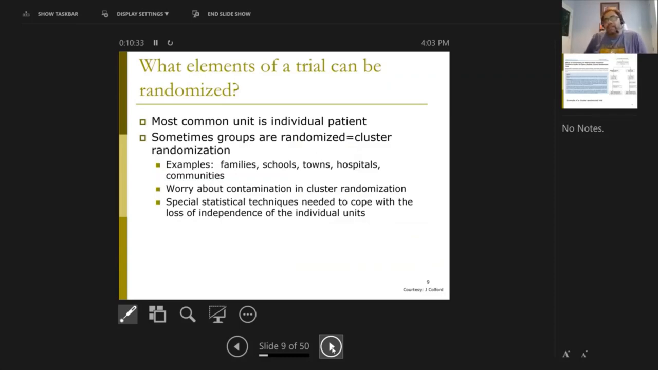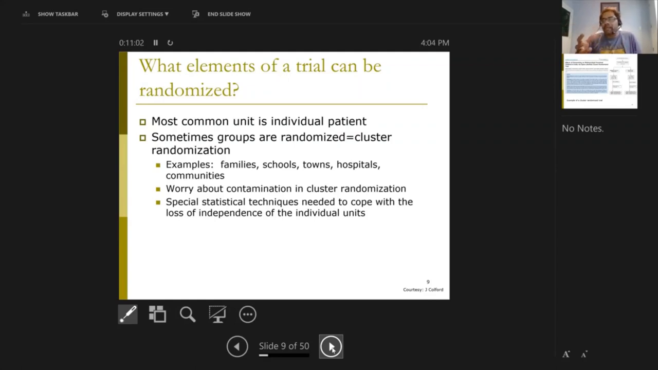So what elements of a trial can be randomized? Most controlled trials will randomize an individual patient. Me as a patient could get allocated to either treatment or placebo or treatment one versus treatment two. Sometimes we can take an entire group of people, a village, a town, a district, a school, a family, and randomly allocate the entire group to the intervention, another group entirely to the control arm.